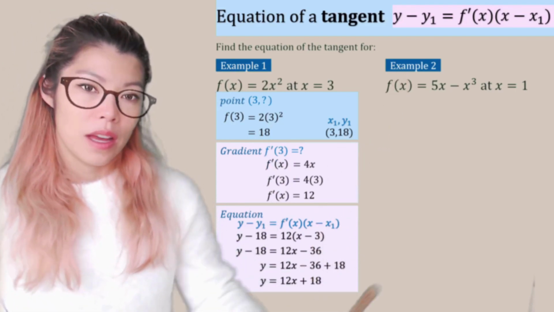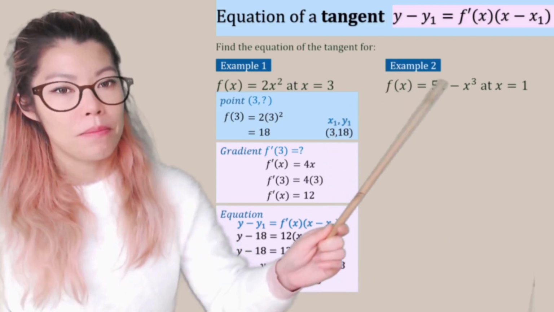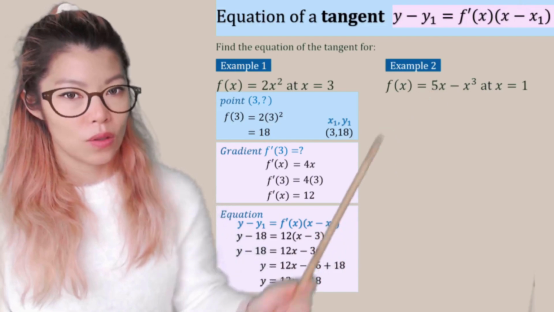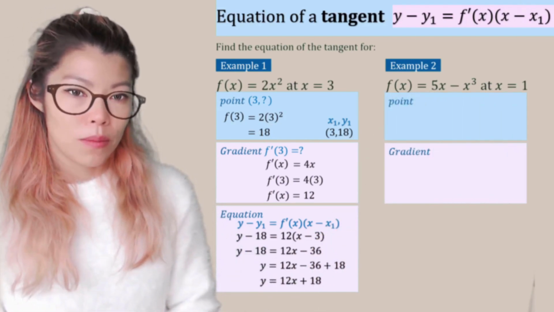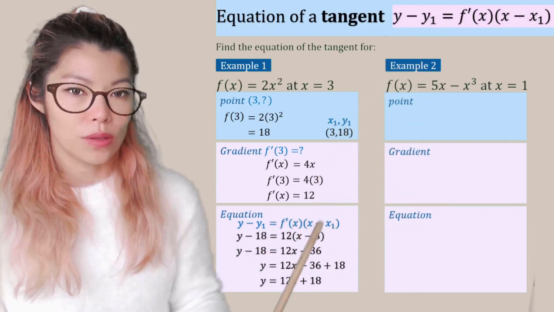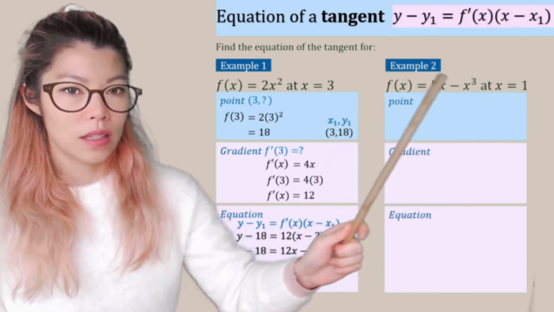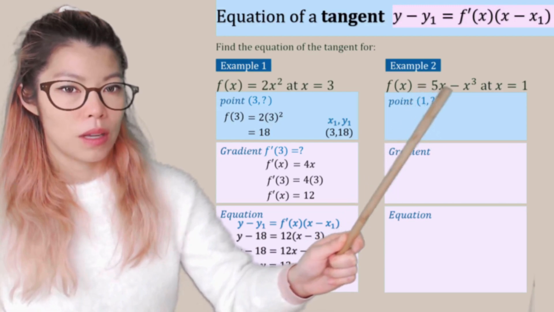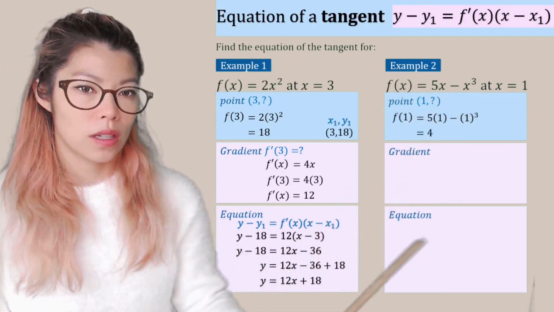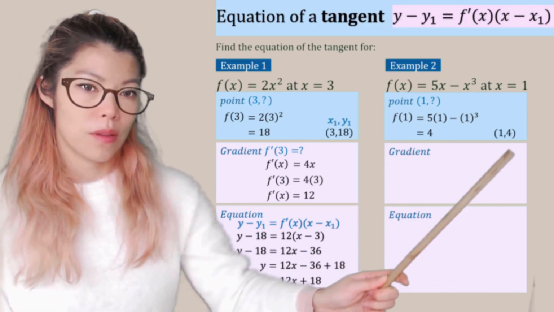Example 2, f of x equals 5x minus x cubed, and we have to find the tangent at x equals 1. So again, we're going to do the same three steps: find a point, find a gradient, and then sub it into the equation. So for the point, we have x is 1. How do we find y? Sub into the original equation. So 5 times 1 minus 1 cubed, which is 4. So we have the point 1, 4.